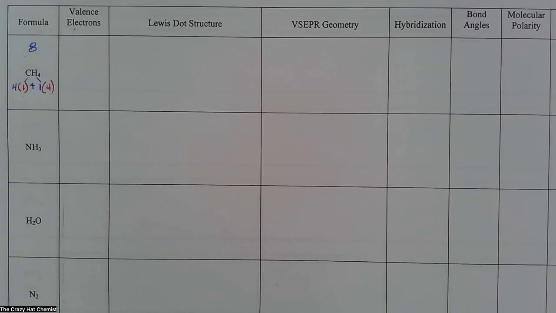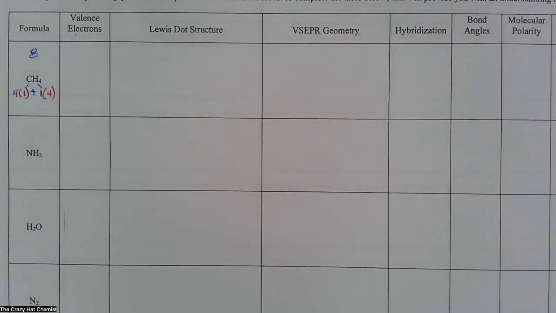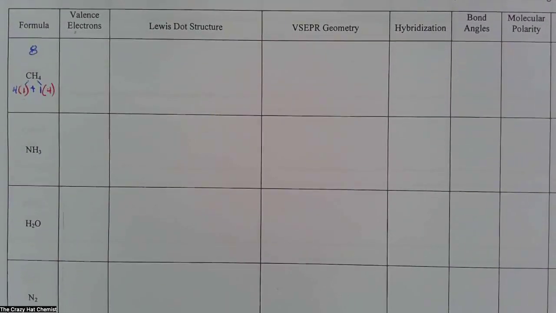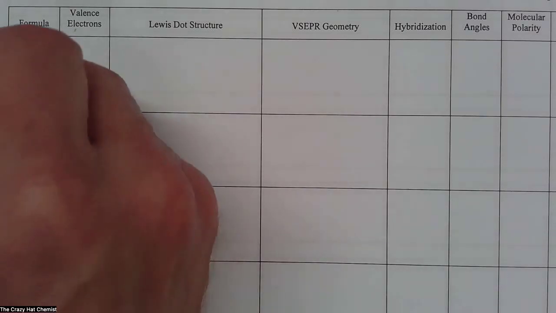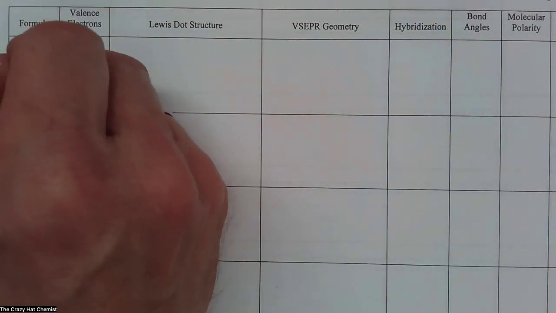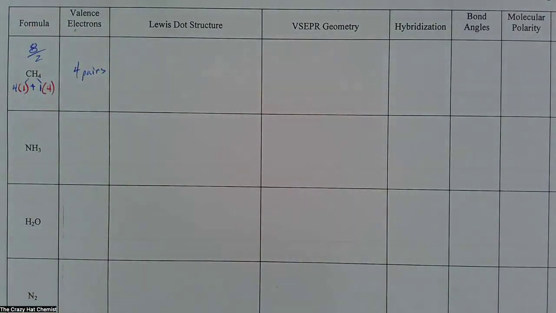But I am not going to just do the number of valence electrons. I am going to work in pairs because the crazy hat chemist can't count very well. So we're going to work in pairs. That will be much faster than just the total number of electrons. So we're going to take that 8 there, divide by 2, and then we're going to have 4 pairs. So this is going to be pairs of electrons in this column here, if you will.